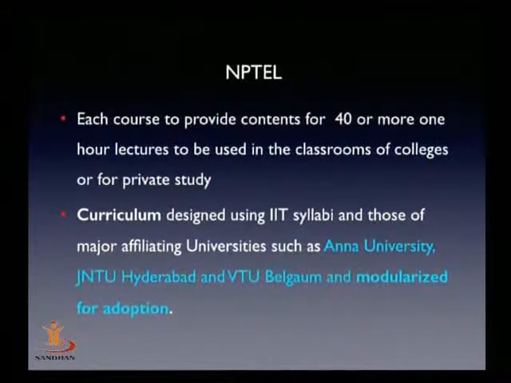Anna University in Tamil Nadu, that is Chennai, for example, has more than 500 colleges affiliated to it. The Jawaharlal Nehru Technological University, which now has 3 different JNTUs, has more than 600 colleges affiliated to it. The Visvesvaraya Technological University in Karnataka State, in Belgaum, has more than 200 colleges. Therefore, we do look at the curricula that many affiliating institutions have frozen, and we use that to form the curriculum for these NPTEL courses.